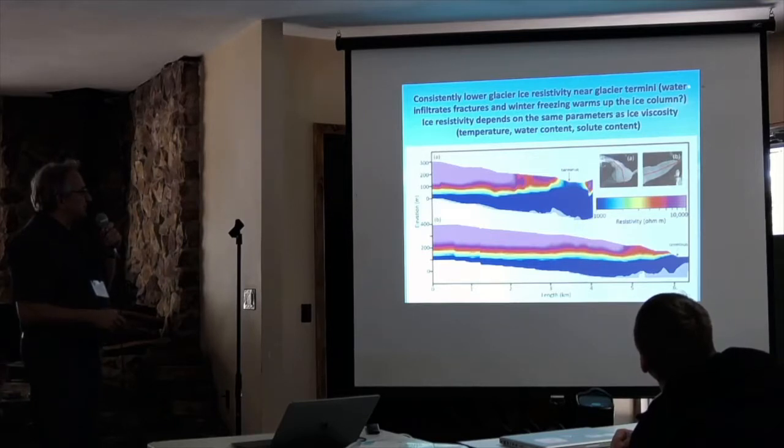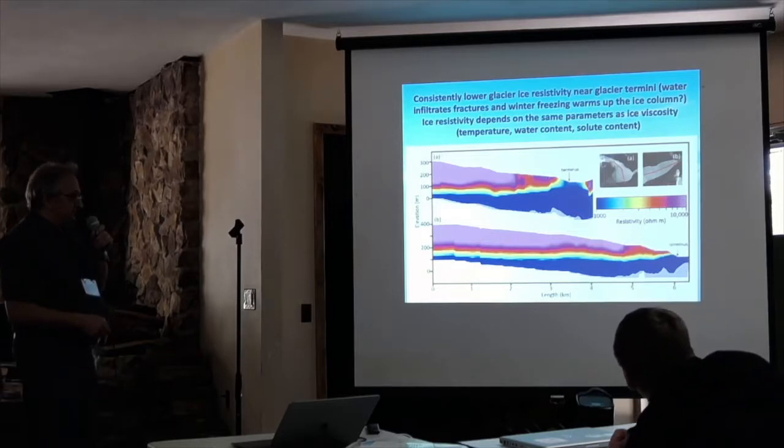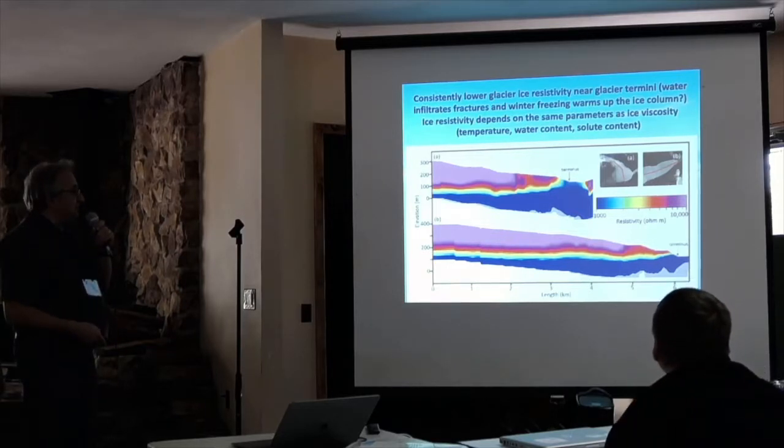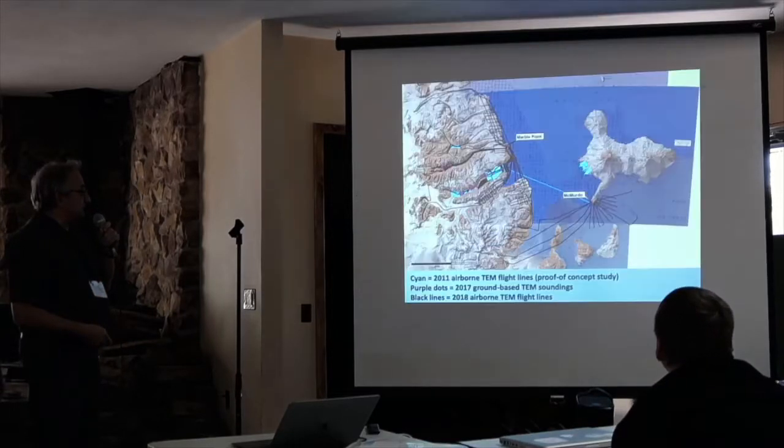So my working hypothesis right now is that water infiltrates into fractures and winter freezing warms up the ice column, and basically ice resistivity depends on the same parameters as ice viscosity, so temperature, water content, solid content. So these lower parts of the glaciers are already feeling kind of warming and melting that's impacting their internal structure.